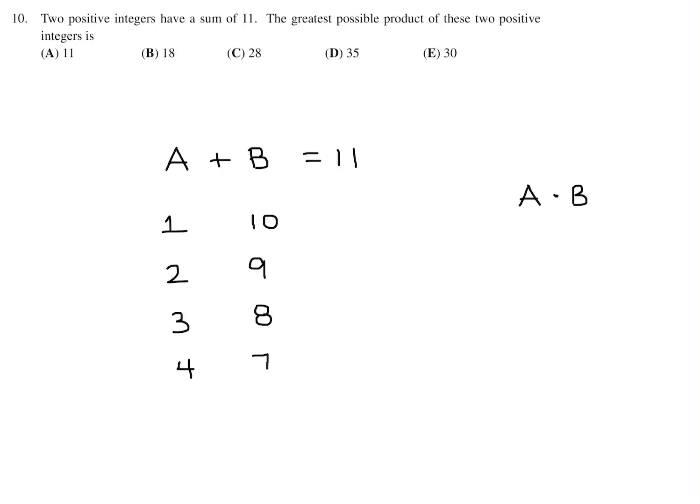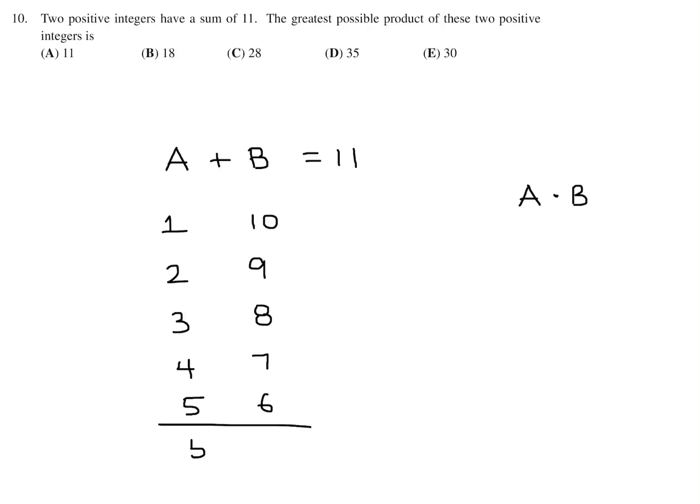Two positive integers have a sum of 11. The greatest possible product of these two positive integers is. So we have two positive integers, let them be A and B, and their sum is equal to 11. So they want you to eventually figure out the greatest possible value for A times B. So let's just make a list. Let's say A is 1, that means B must be 10. If A is 2, B is 9. If A is 3, B is 8. A is 4, B is 7. A is 5, B is 6, and so on.